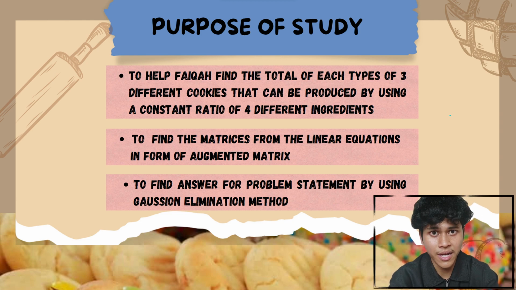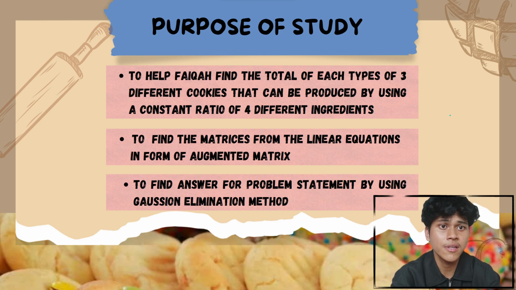Next, for the theory side, we want to find the augmented matrix that contains the coefficient matrix, variable matrix, and constant matrix that can be formed from the linear equations. It is because this is one of the steps to solve the linear equations and to solve our problem statement. Lastly, after getting an augmented matrix, we want to solve it so our problem statement can be answered.